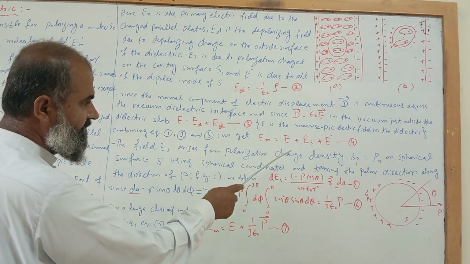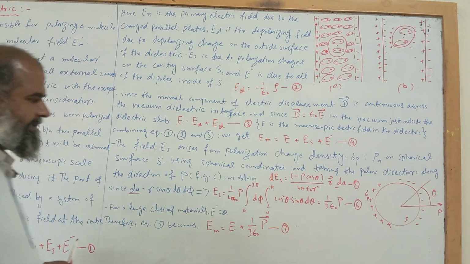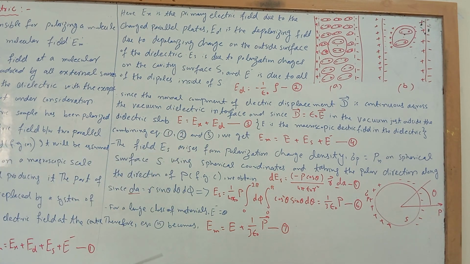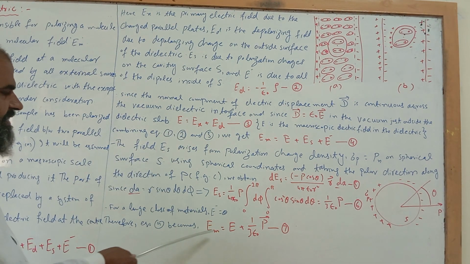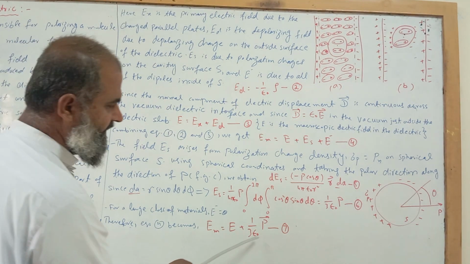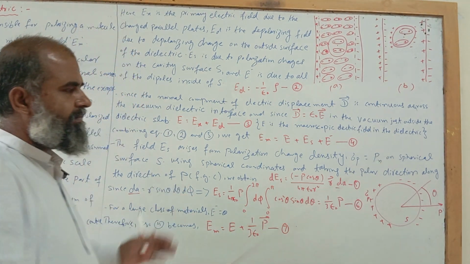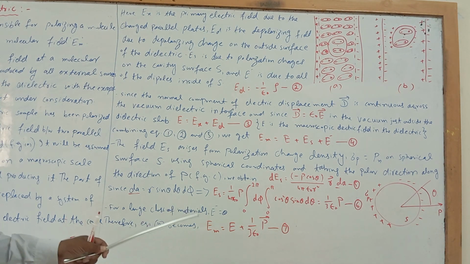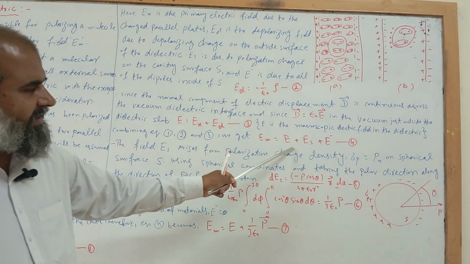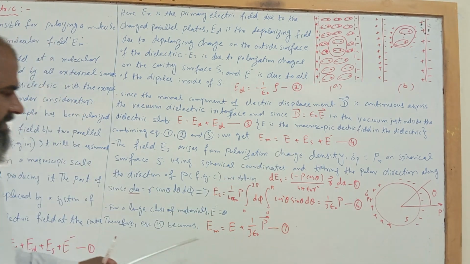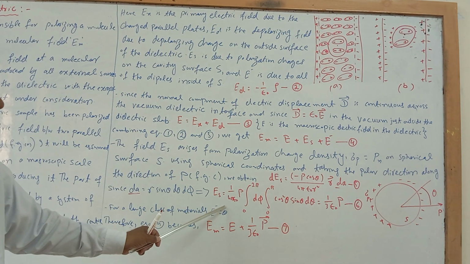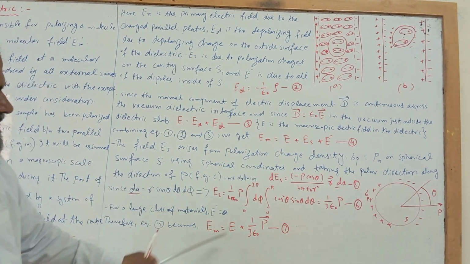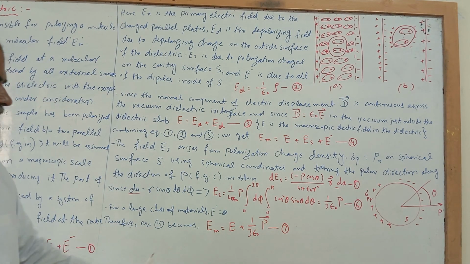We have E_m is equal to E plus E_s plus E prime. Using the value of E_s over here, E prime will become 0, so we will eliminate it. Only two terms will be left, E plus E_s, and putting the value of E_s from here, 1 over 3 epsilon naught P, we get E_m is equal to E plus 1 over 3 epsilon naught P.